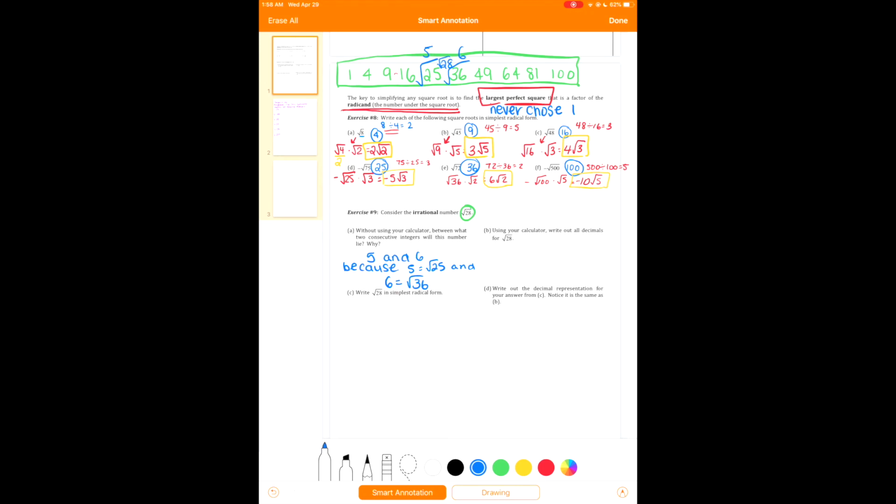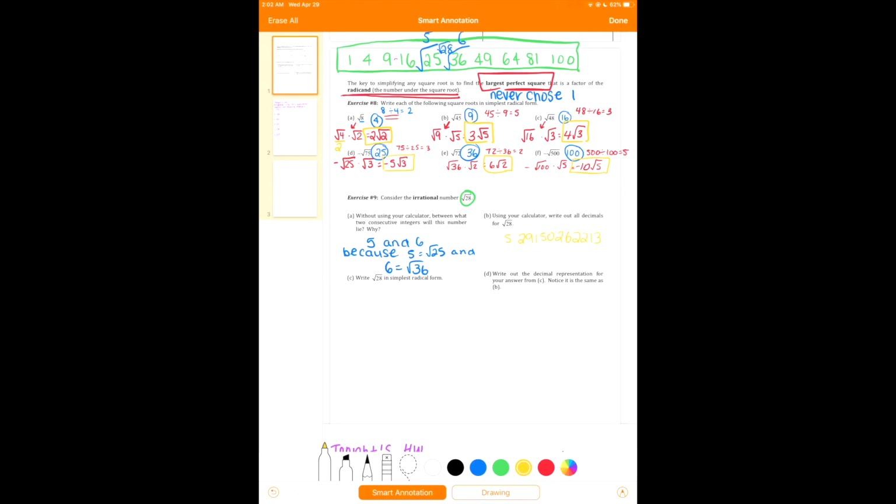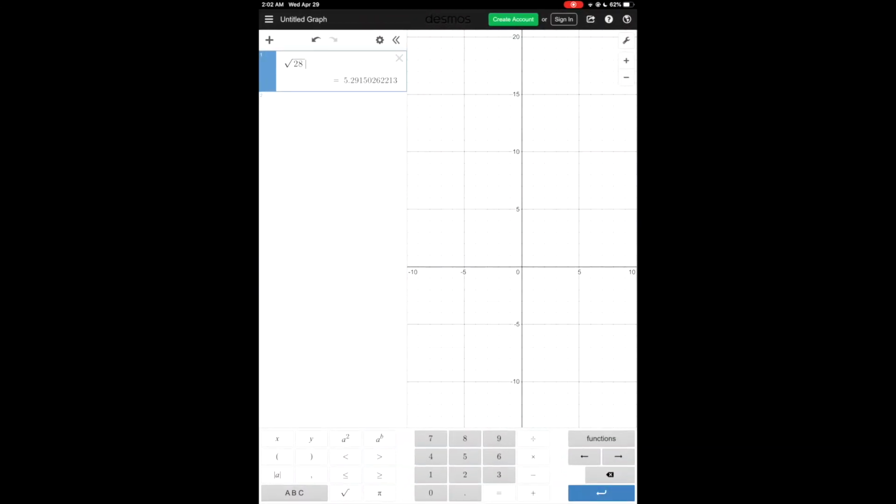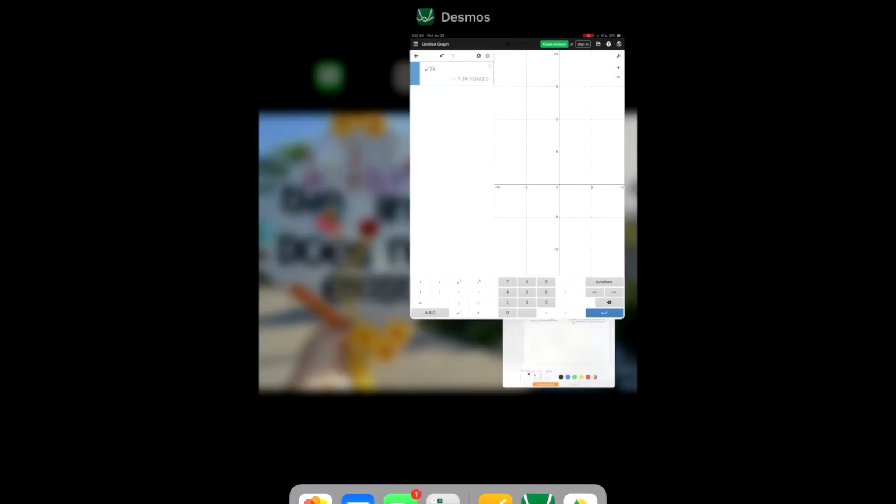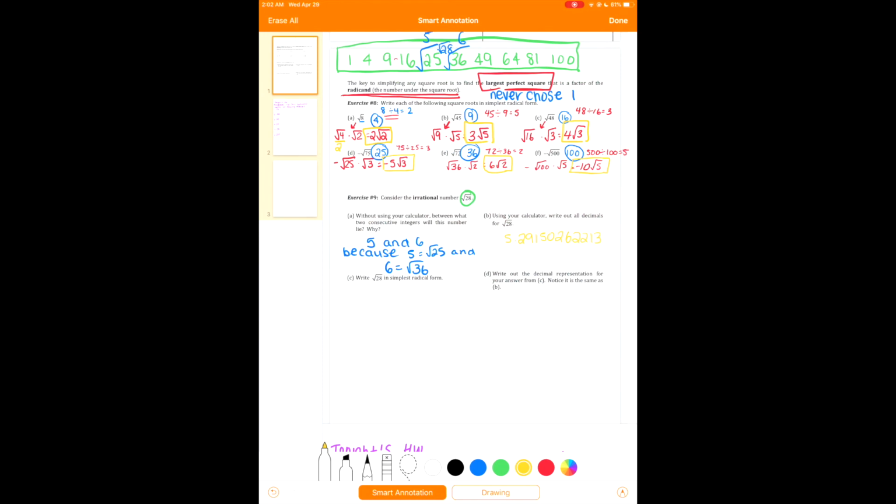Now it says, using your calculator, write out all decimals for radical 28. So do that now, please, and come back when you're finished. Okay, so these are all the decimals that my calculator gave me. My calculator is a little bit different than yours. So if you got fewer digits or more digits than me, that's okay. I just wrote down what my calculator showed me.